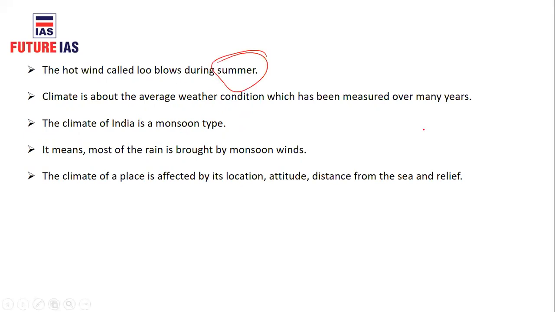तो लू आपको कहाँ मिलेगी? केवल राजस्थान में और adjoining areas like Uttar Pradesh, Haryana, Madhya Pradesh, in regions में मिलेगी. But more predominantly, Lu will be found in the state of Rajasthan.